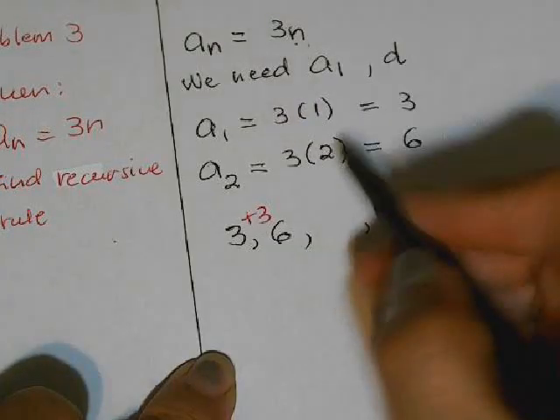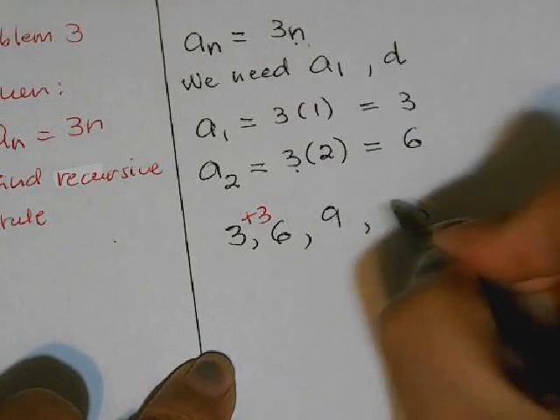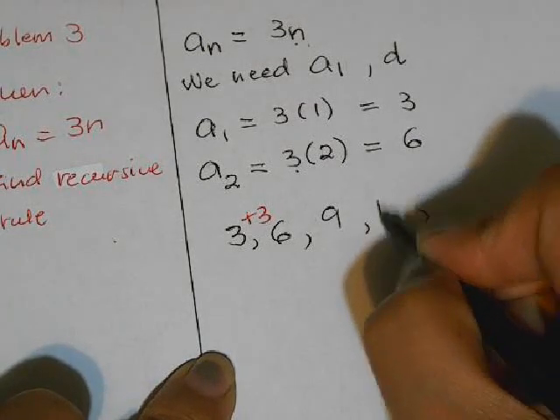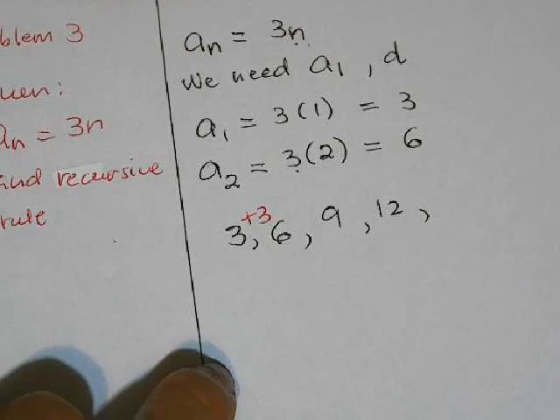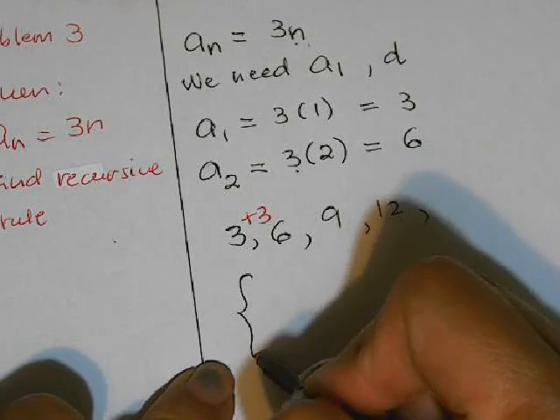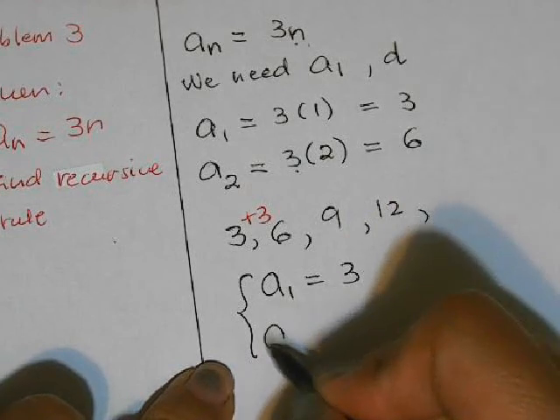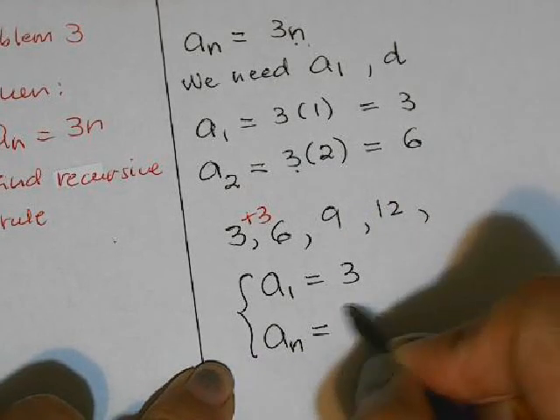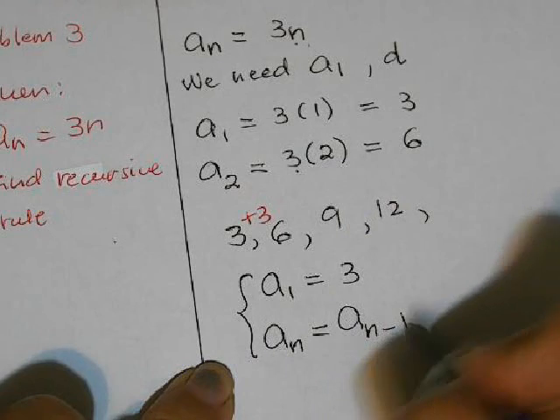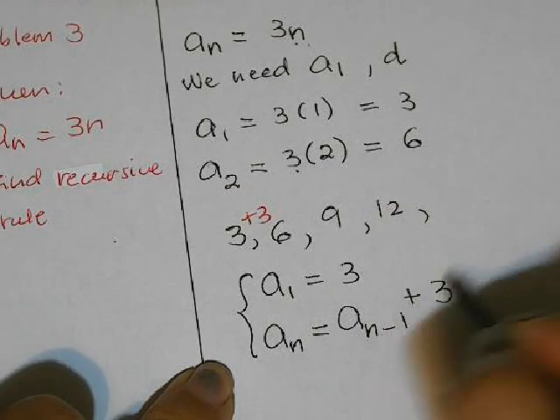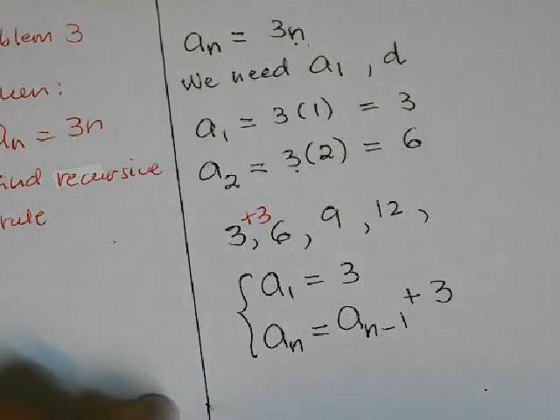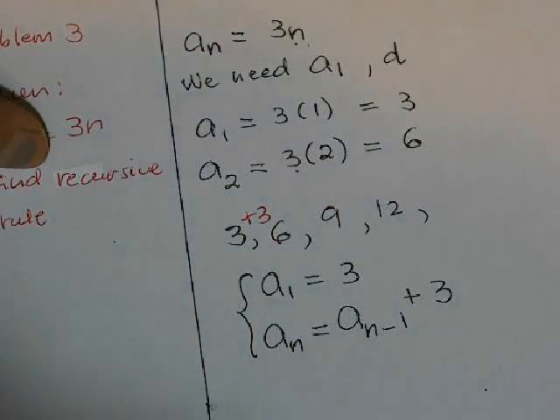You can also find your a sub 3. You can continue that. 3 times 3 is 9, 3 times 4 is 12. But you don't need that. So now you can write your recursive rule. A sub 1 is 3. A sub n equals a sub n minus 1 plus 3 also, because your a sub 1 is the same as your d.